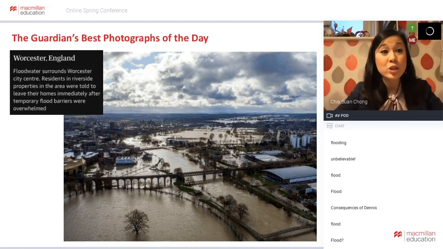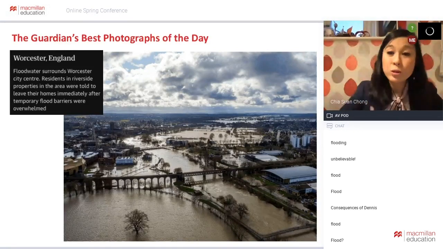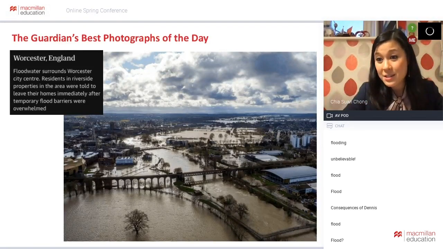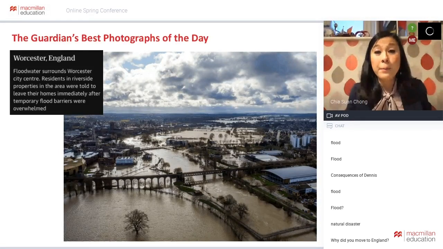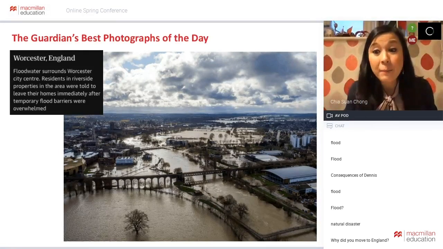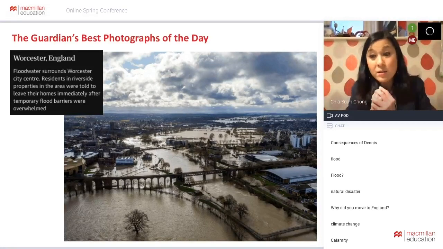You could use this to get students to relate to. You could use this as an opener to talking about natural disasters. You could use this as an opener to talk about important possessions in your family. What would you save if you had to leave your house because of flood? What items would you save?